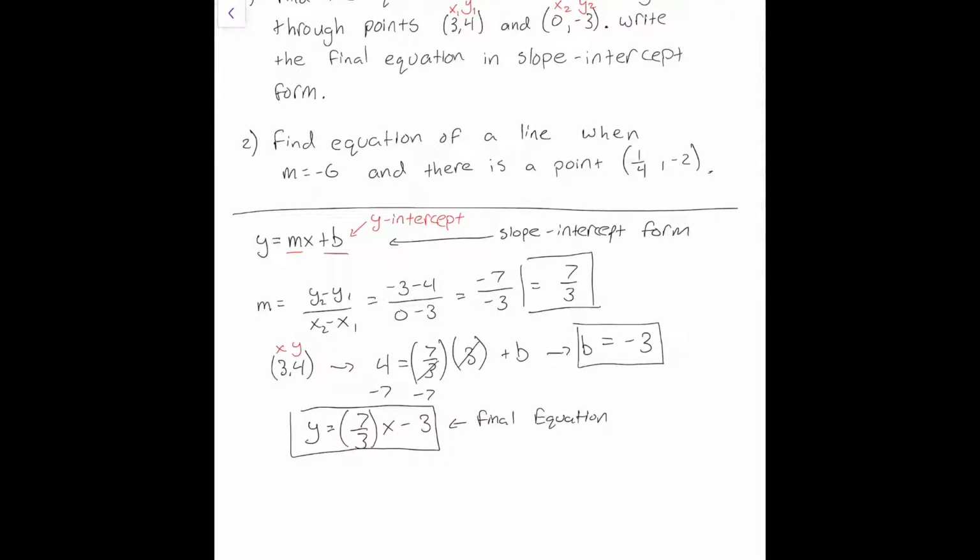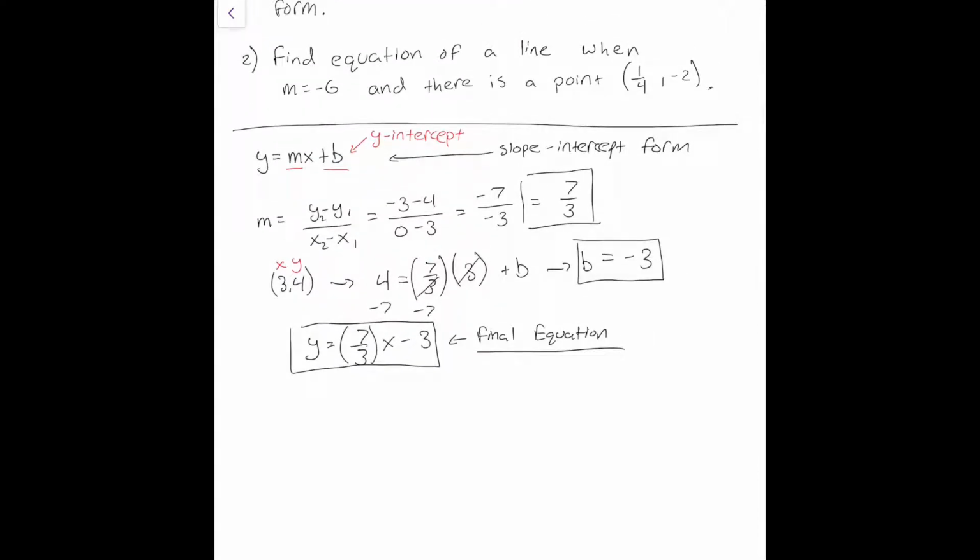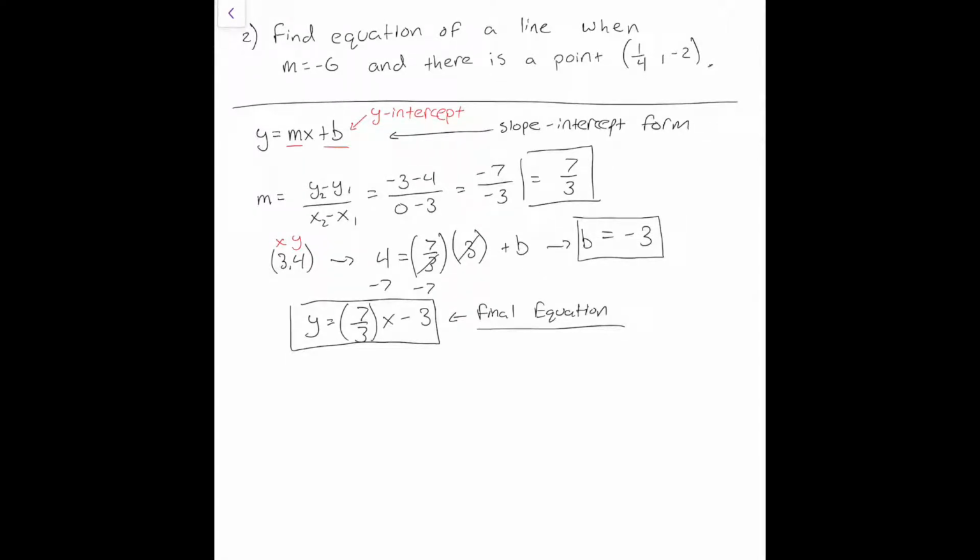Okay. So moving to problem 2, here we are given the slope, and we want to solve for the equation of the line where, when we have a slope and we have a point, we want to find the equation. So to do this, we already have our slope, so now we need to solve for the y-intercept.